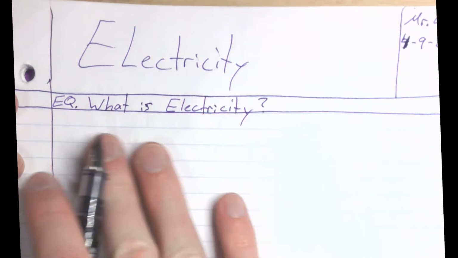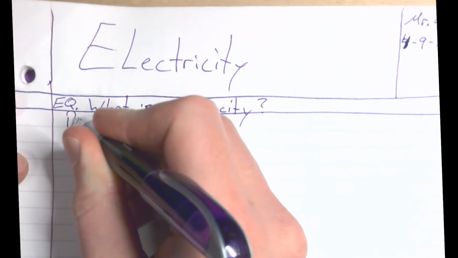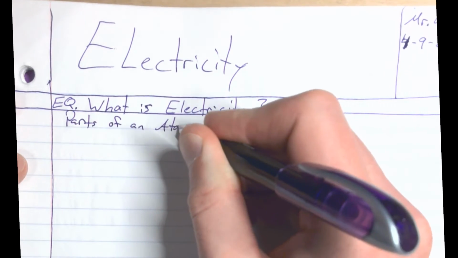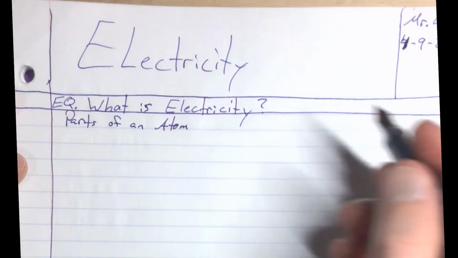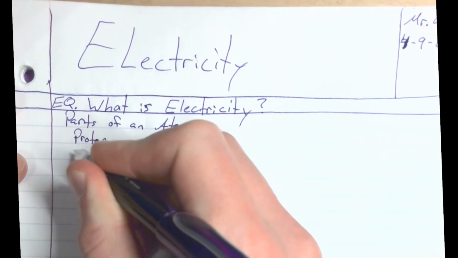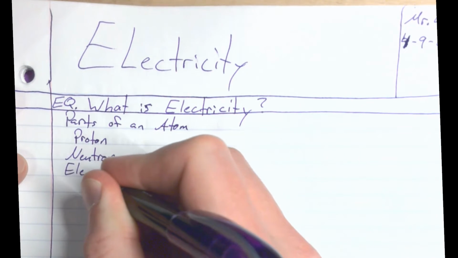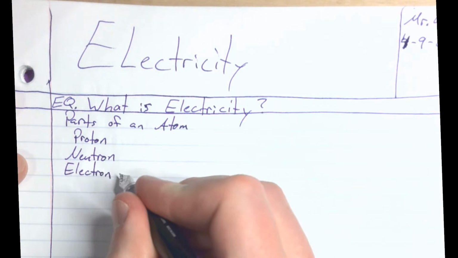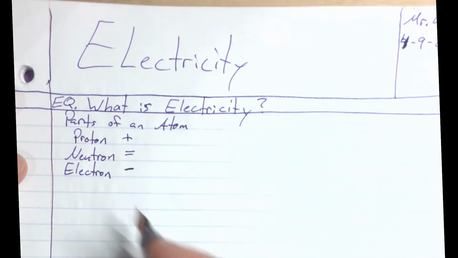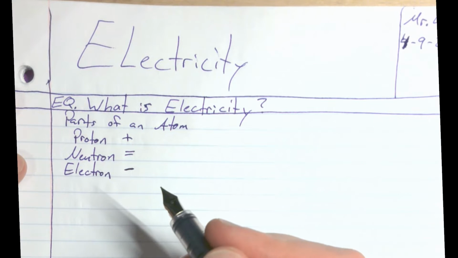All right, so let's break it up into the basic parts. So, parts of an atom. There are three parts that we're going to worry about. There's a proton, there's a neutron, and an electron. Obviously, the most important one for us is this electron. These are their charges. Protons are positively charged, neutrons are neutral, and electrons are negatively charged.